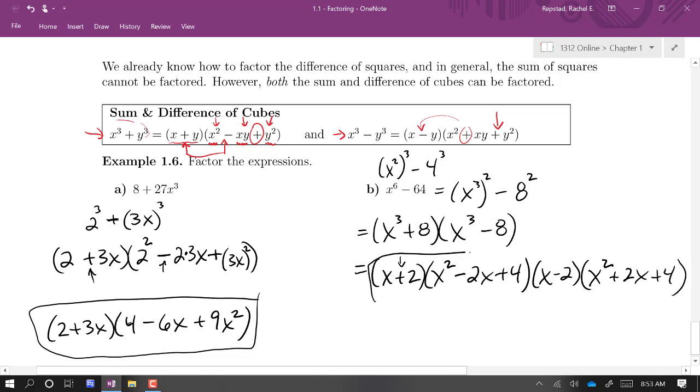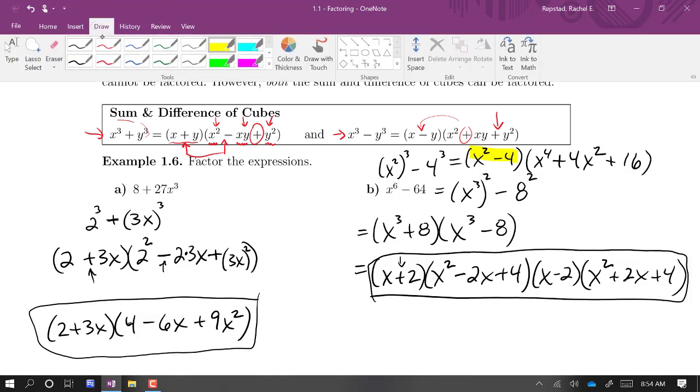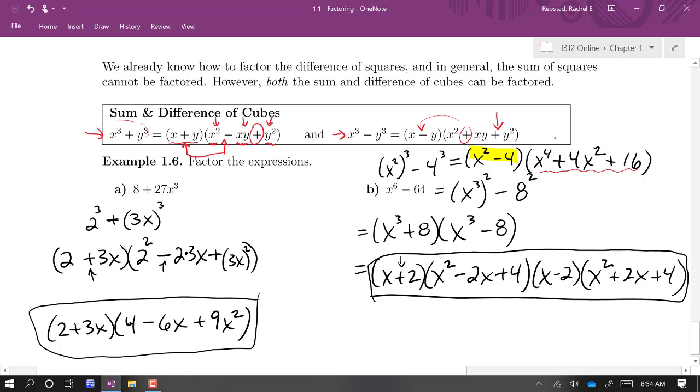And there it is, factored all the way. If we had started out by viewing this as a difference of cubes up here, it would look like x squared minus 4 times x squared is x to the 4th, plus 4x squared plus 16. Now, we could see how we'd get the x plus 2, x minus 2 out of this because this is a difference of squares. But I don't know about you, but it's harder for me to see how we'd factor this down to the product of these two.